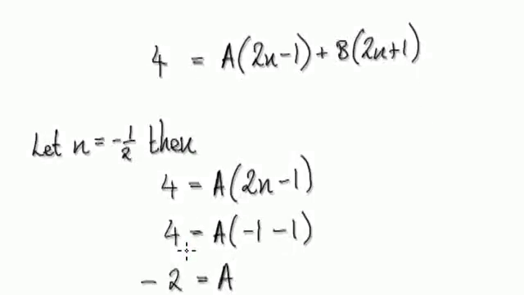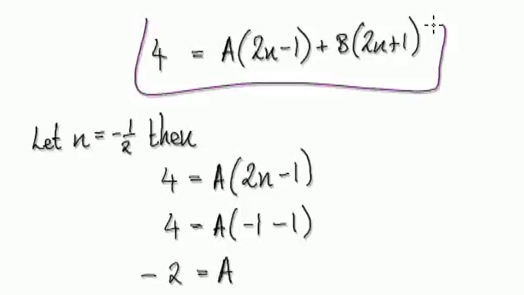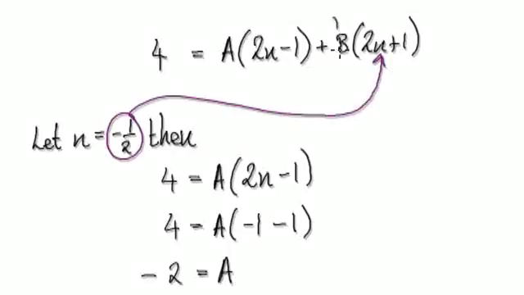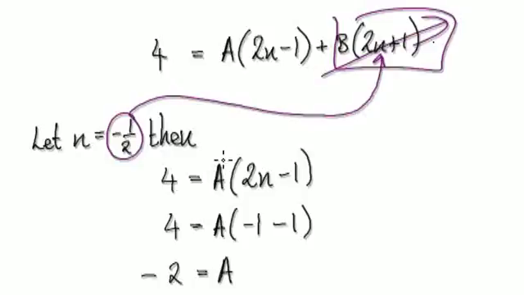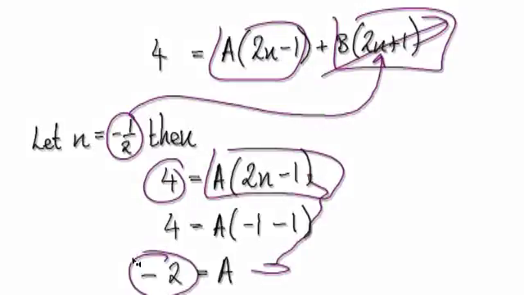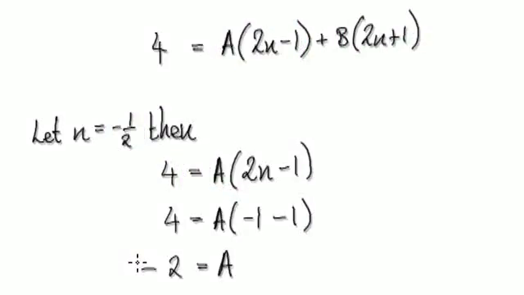So now to seek a, going back to here. Now we know b. Let's try and seek a. Let n be negative a half. So put this into here. This would disappear, leaving you with this. So now a must be negative 2. So now we know a and we know b.